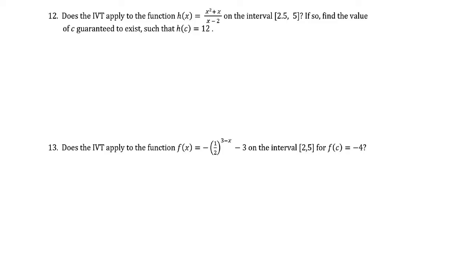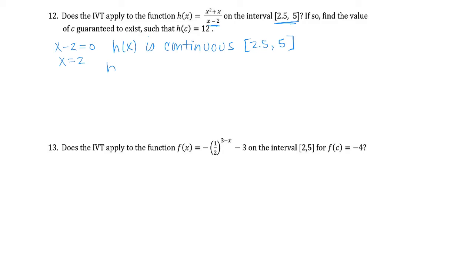Okay, so for number 12, again, looking at this, we have a rational function, so I need to check where we are not continuous, and that's going to be at x equals 2, which is not over the interval that we're given. So we can say h of x is continuous on the interval from 2.5 to 5. Okay, so now let's go check our endpoints.